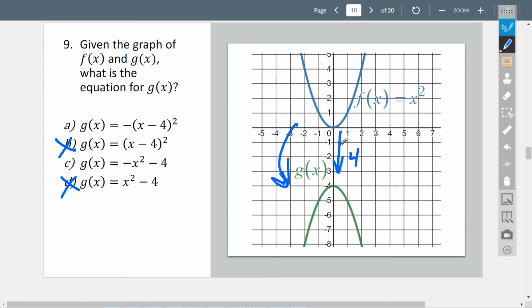Now this is a vertical shift. So we're looking at -4 on the outside. Letter A has -4 on the inside. That's actually a shift to the right by 4 units. We're looking at letter C, which is a shift down by 4 units because it's on the outside of the x squared. So letter C is the one we're looking for that describes the green graph here.